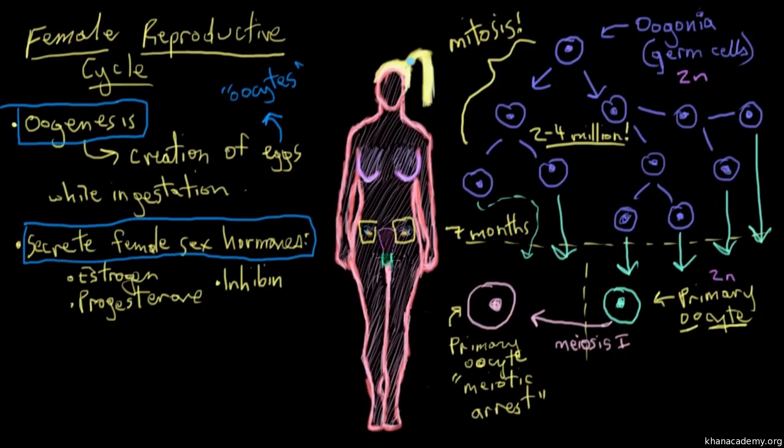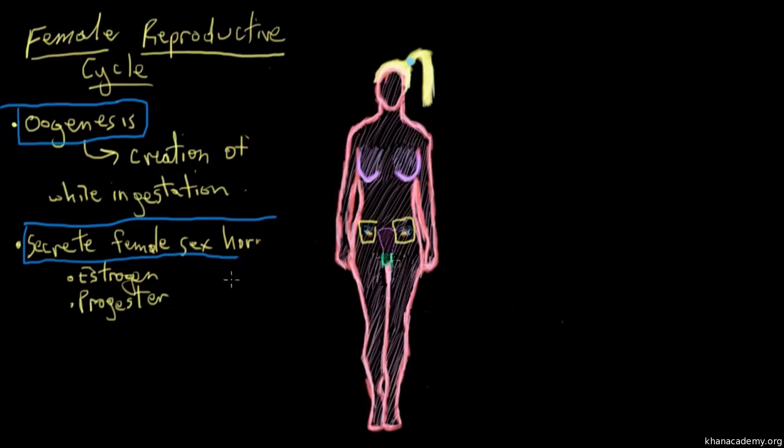So when the female who's been developing in her mom's womb is born, her primary oocytes are in meiotic arrest. So the question is, do they stay like this? And the answer is some do and some don't. Let's zoom in on this reproductive system to try to explain.